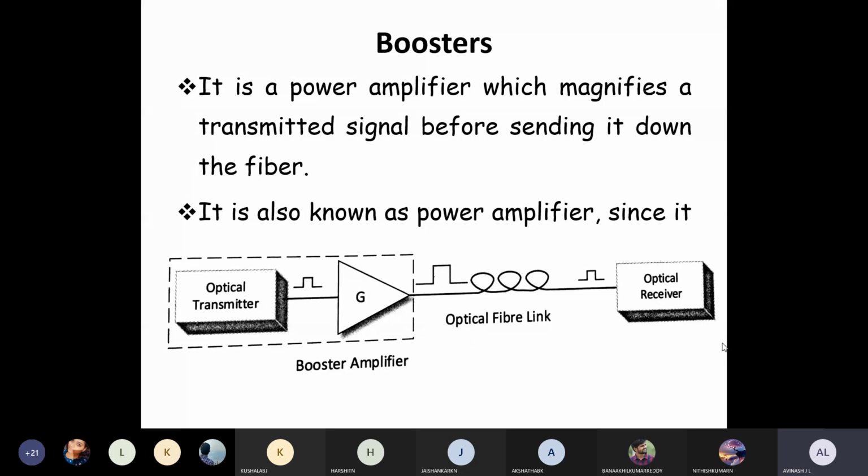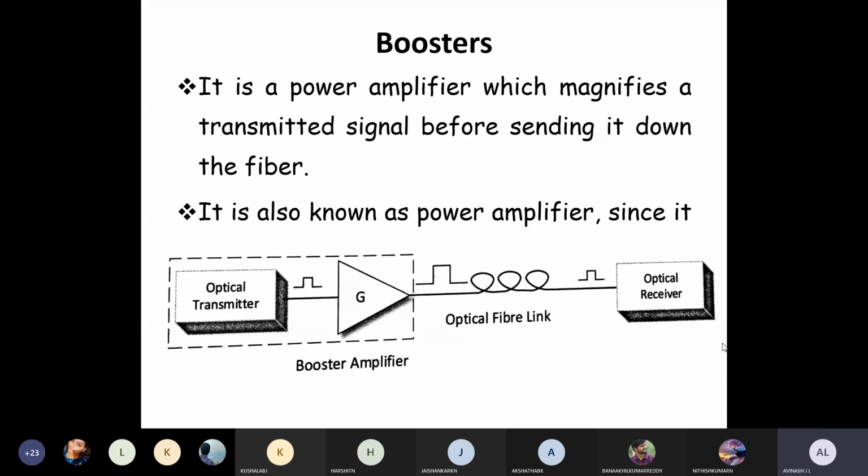So I can show where exactly the booster amplifier is being used. You can see the diagram. In that diagram, you can see very clearly there is an optical transmitter and an optical receiver. Between the optical transmitter and receiver, there should be an optical cable, or optical fiber link, as we say.